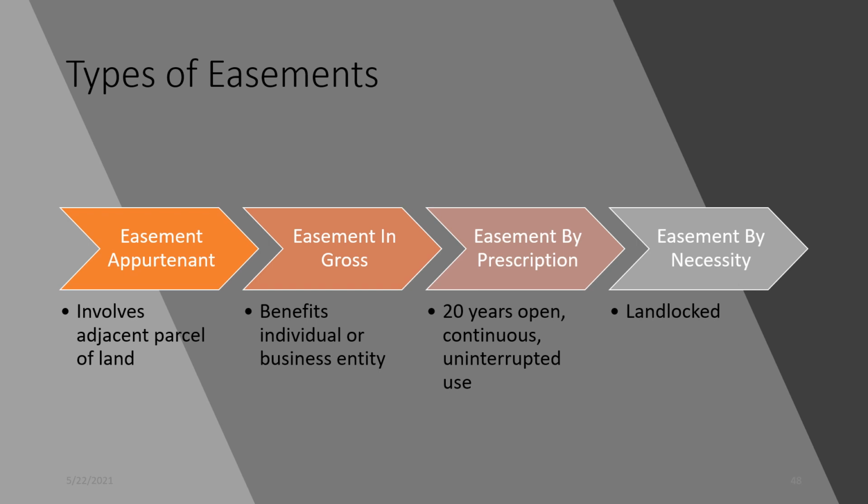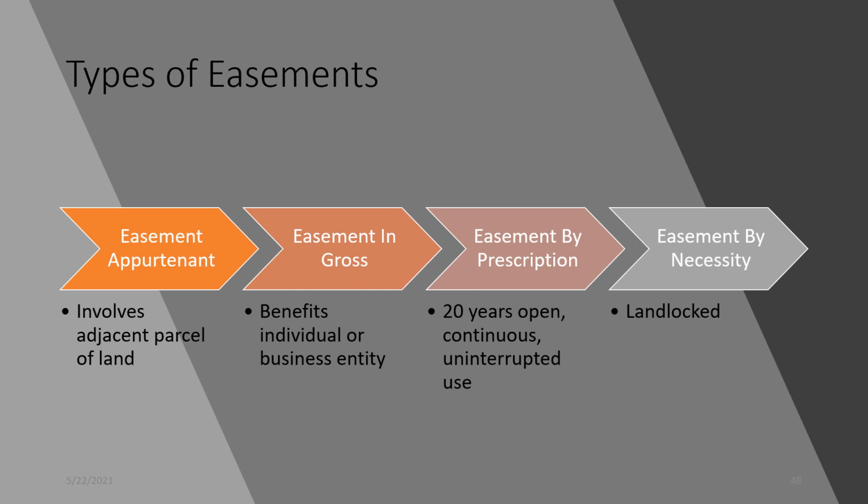Easement by prescription is where someone has used a pathway, if you will, for 20 years, open, continuous, uninterrupted use, and now somebody's going to try and stop them. That's an easement by prescription. Those have to be court ordered. An easement by necessity is the same thing as easement appurtenant. It's for landlocked property, but it has to be court ordered.